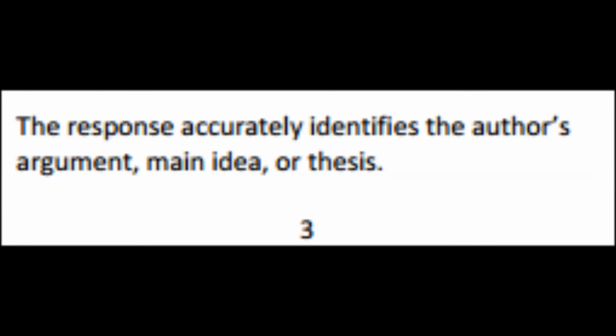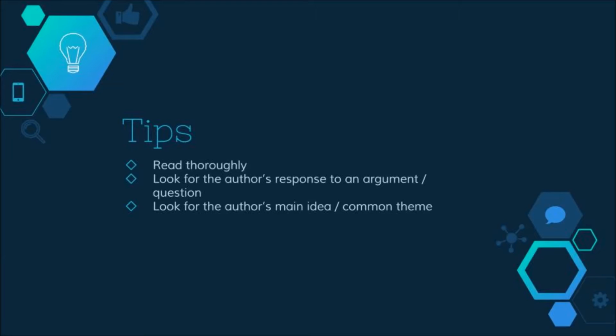The best score on this part of the rubric says the response accurately identifies the author's purpose, main idea, and thesis. This means that the student completely understood what he or she read. The goal, of course, is to get a 3 in this section. Some tips to help you all get this score are as following. First off, read thoroughly. Every little detail will help you to completely understand the purpose of the text.